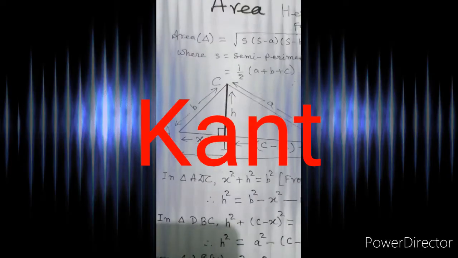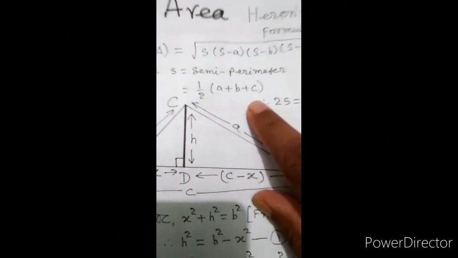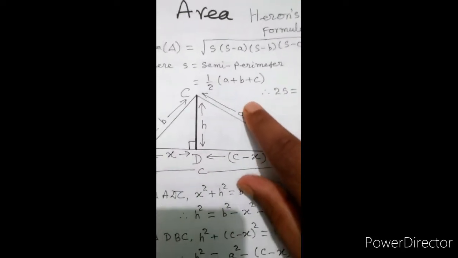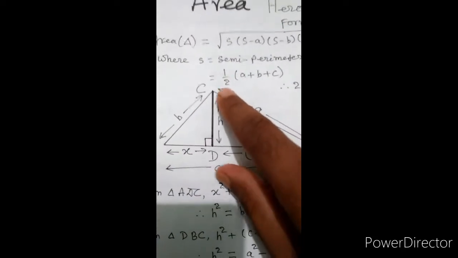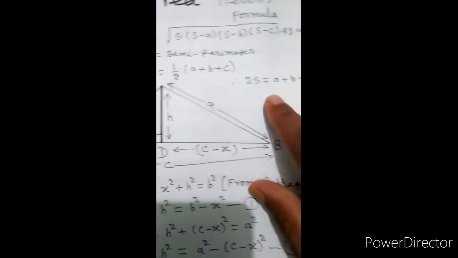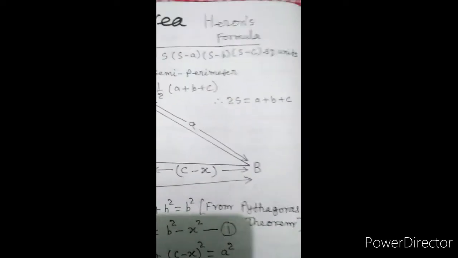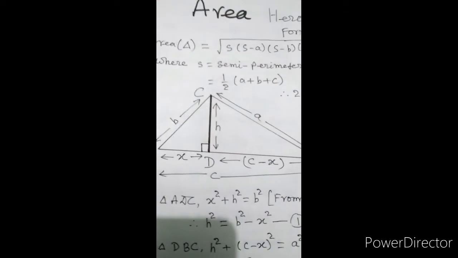So its perimeter will be a plus b plus c, and half of its perimeter will be (a plus b plus c) by 2. Implies that when we simplify it in this way, we get 2s is equal to a plus b plus c. s is called its semi-perimeter.